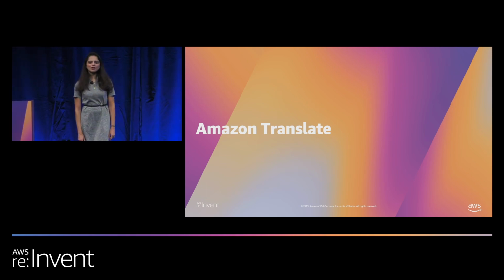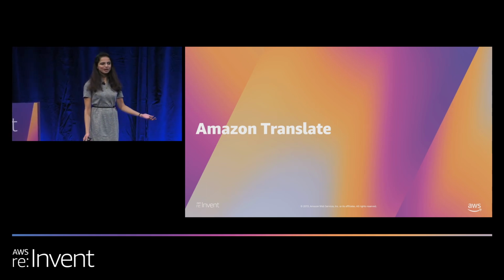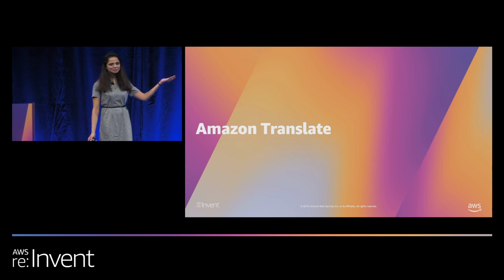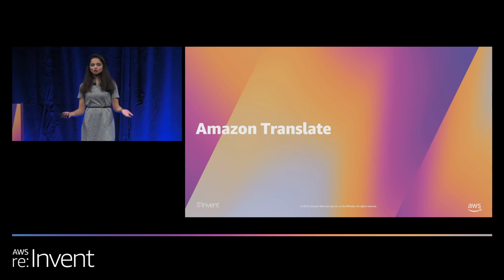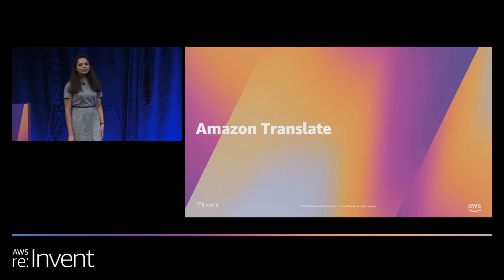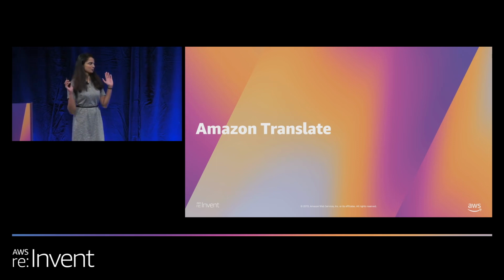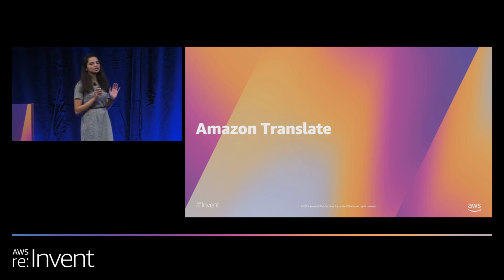So next is Amazon Translate. So what is Amazon Translate? It has it in its name. It's basically neural machine translation that delivers really good quality translation at affordable prices.